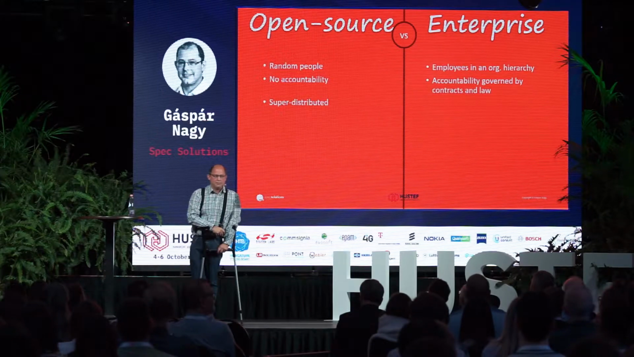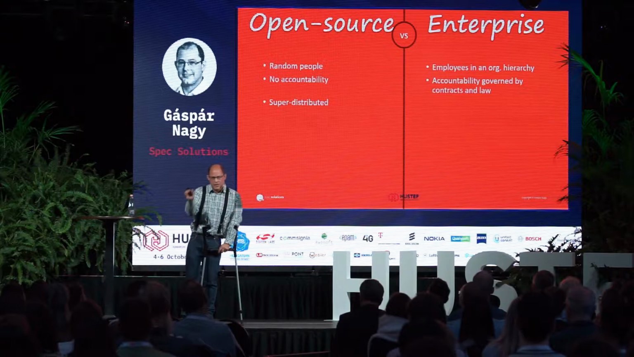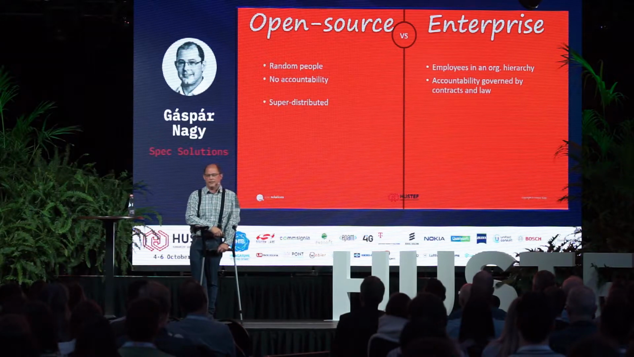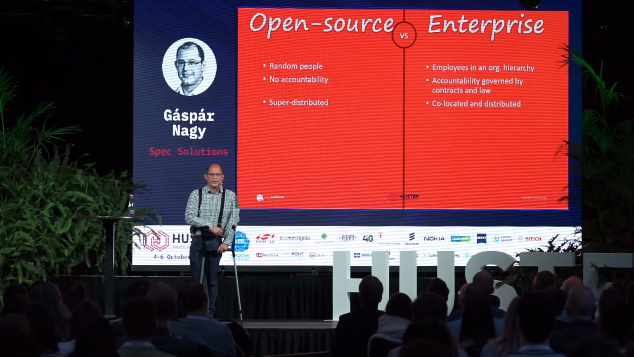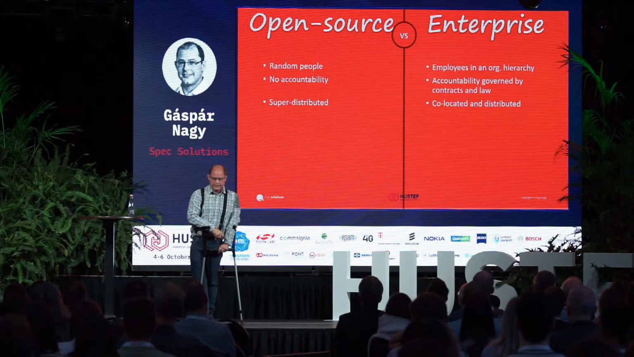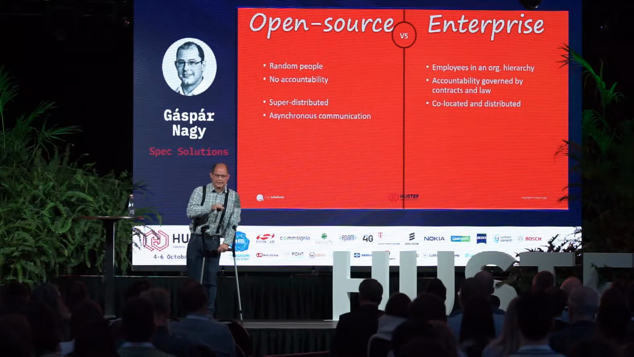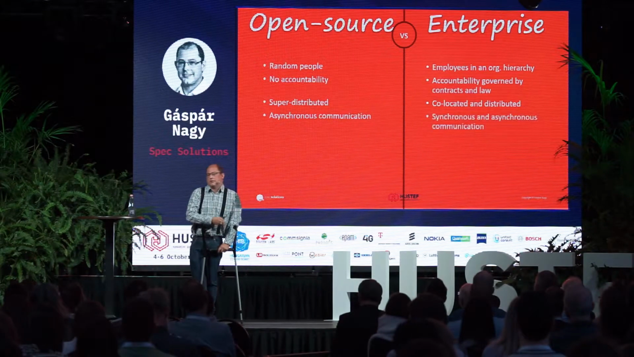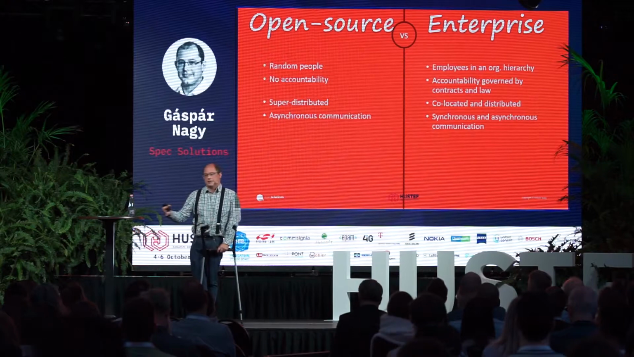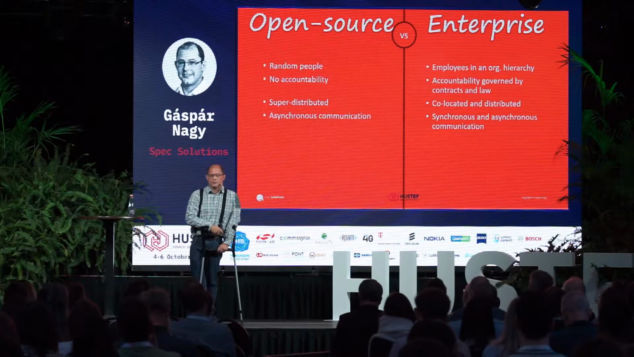Typically, open source projects are super distributed. People don't even know each other's name. Maybe they just know their GitHub ID. While obviously, in a normal company, we are sometimes co-located, even though distributed is also very common nowadays. In an open source project, the communication is typically always asynchronous, so there are no meetings, no time when we are actually together. While in a normal company, we have meetings. Obviously, we also have some asynchronous communication, emails, chat messages, whatever, but we sometimes gather together.